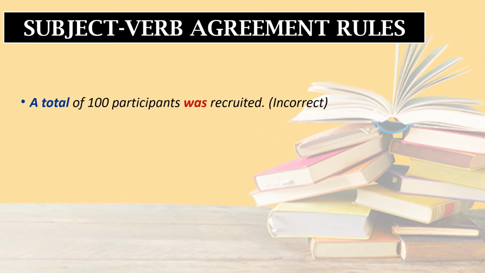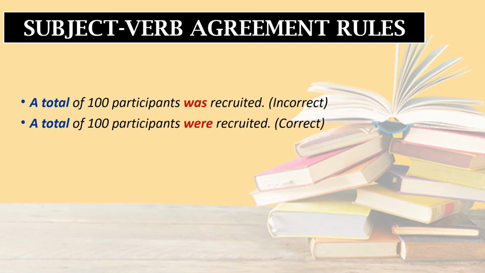Next examples. A total of 100 participants was recruited. A total of 100 participants were recruited. As mentioned earlier, a total of is plural. Therefore, we need to use the plural verb were. That's why the correct sentence is: A total of 100 participants were recruited.